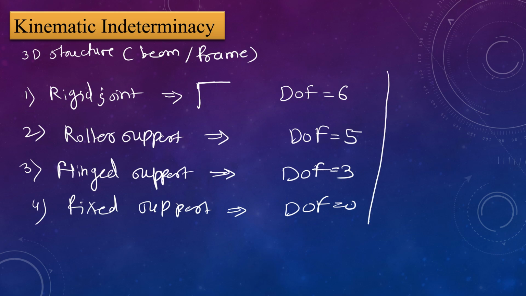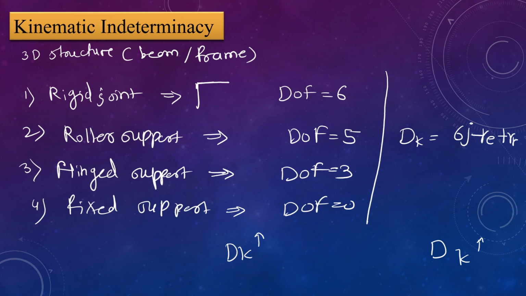There is also one formula. You can solve the kinematic indeterminacy Dk with the help of this degree of freedom, or you can solve it with the help of this formula. Whichever is easy for you, you can choose that. Dk equals 6J minus Re plus Rr. Rr is the internal release for kinematic indeterminacy, Re is the unknown reactions present, and J is the number of joints.